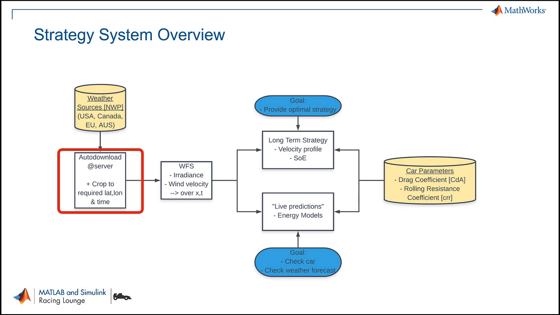So why do we crop this? It's because we are racing in the Australian desert, and there's not a lot of internet there. Or sometimes you will have satellite internet, but that's very expensive.